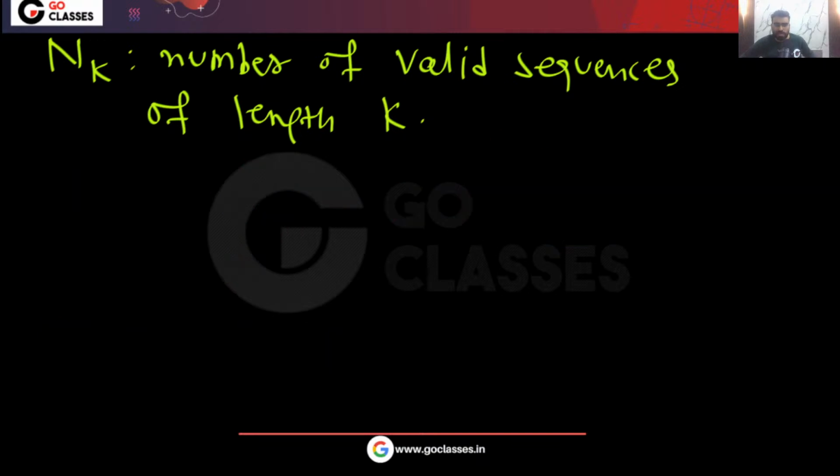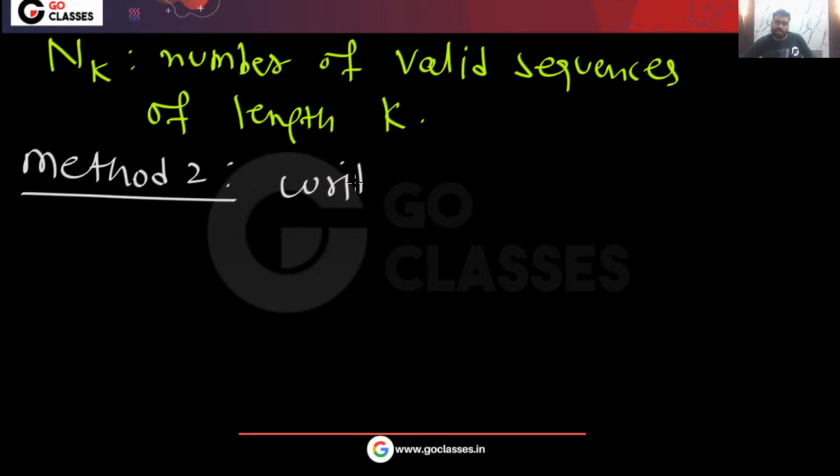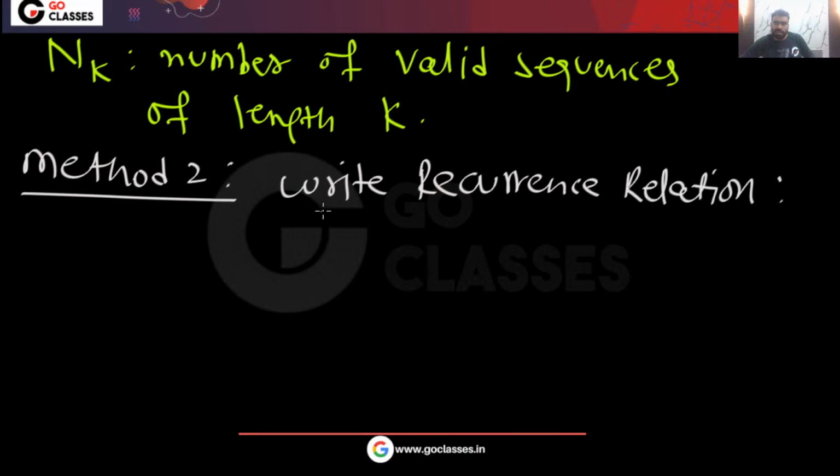Now let me tell you the method number 2. And this is a nice method, analytical method. Basically write recurrence relation directly. Yes or no? Let's write recurrence relation directly. Okay, can you write the recurrence relation directly?